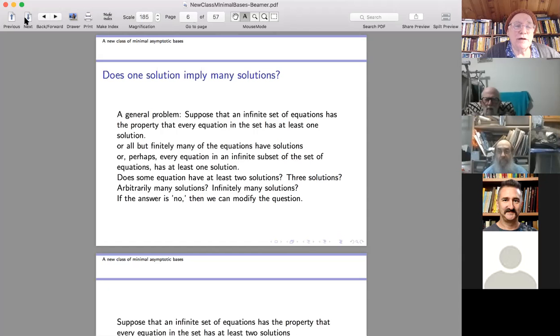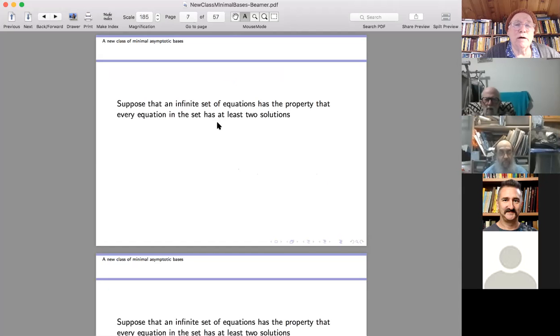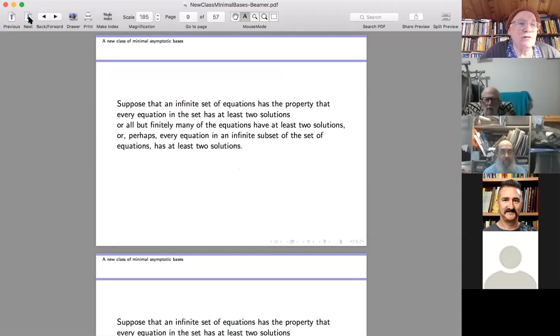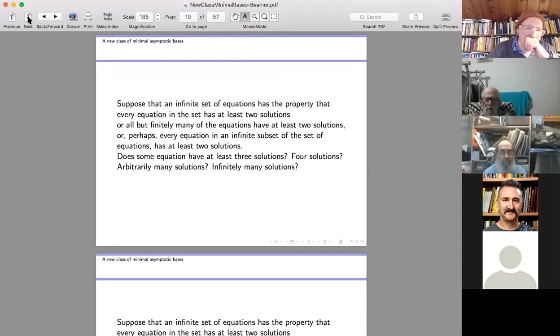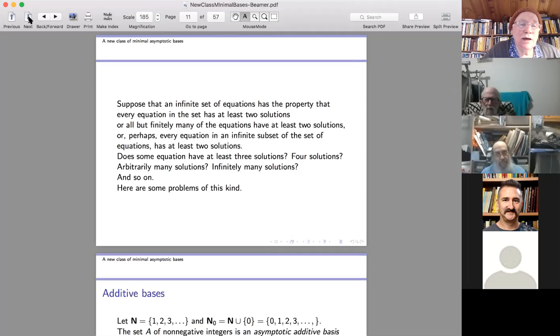Well, maybe it doesn't. So if the answer is no, we can modify the question. We can say, well, suppose you have an infinite set of equations with the property that every equation has at least two different solutions. Or finitely many equations have at least two solutions, or maybe an infinite subset of the set of equations has at least two solutions. Can you then say that every equation or some equation has at least three solutions or four solutions, or arbitrarily many or infinitely many? And so on. So here are some examples of problems of this kind.